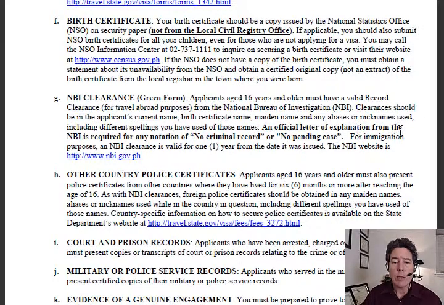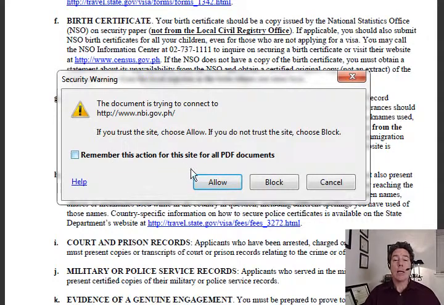An official letter of explanation from the NDI is required for any notation of no criminal record or no pending case. For immigration purposes, an NDI clearance is valid for 1 year from the date it was issued. The NDI website is here. It gives you a link. Look at that, a link right there.